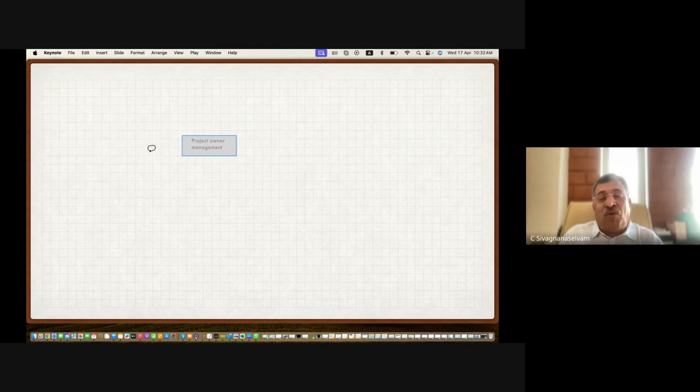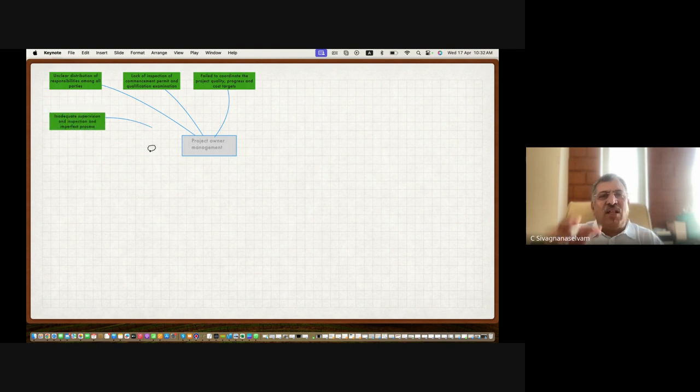Now let us see what will happen if each one of them fails, or if each one of them does it in a proper way. If the project owner management fails, what will happen? He has an unclear distribution of responsibilities among all parties, lack of inspection of commencement permit and qualification examination, and fails to coordinate the project quality, progress and cost targets. These are all the areas where the real client has to take care.